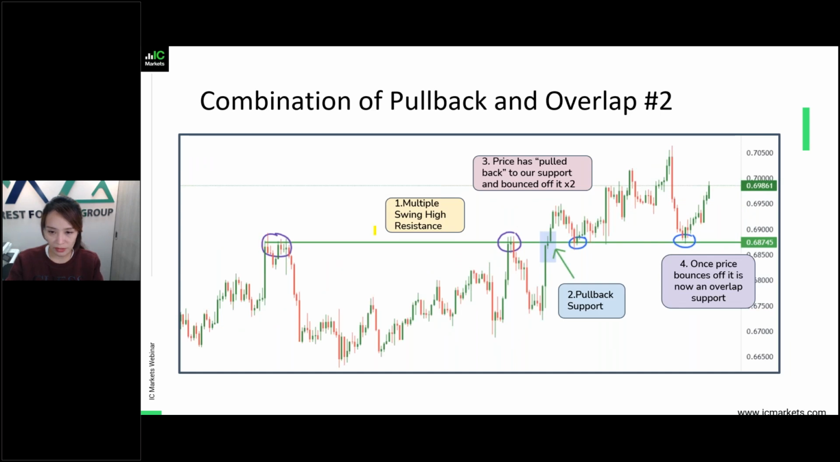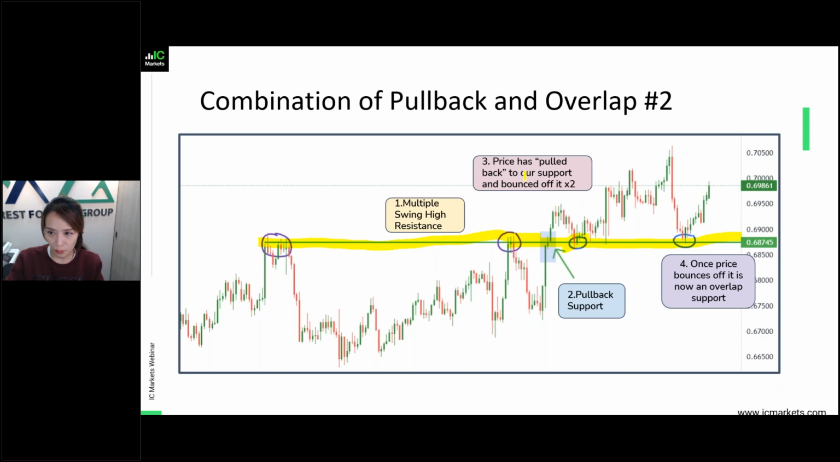So you can see here, this is called a multi-swing high resistance level. Okay, so we draw this as a resistance. Once the price breaks our resistance, we change the color to green, it becomes support. Once the price breaks above, we call it pullback support. Once the price pulls back to support the first time, it becomes an overlap.